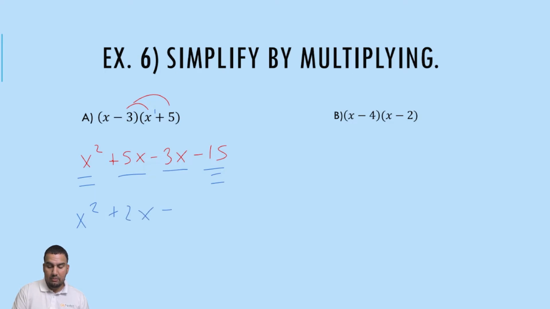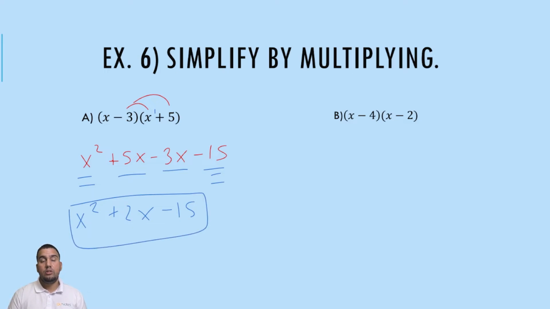And the last term is going to be minus 15 because there's nothing to combine with. And that would be my final answer. Fun fact, most of the times when you're distributing two binomials, you're going to be able to combine the middle. Okay? All right, so let's do B.